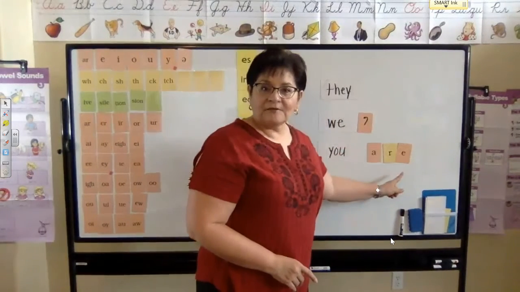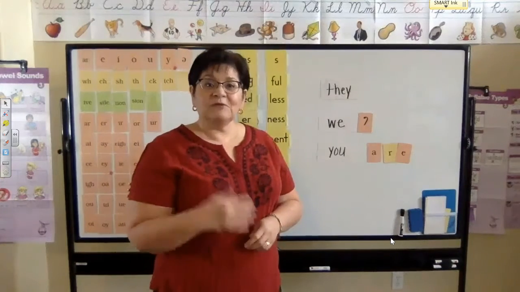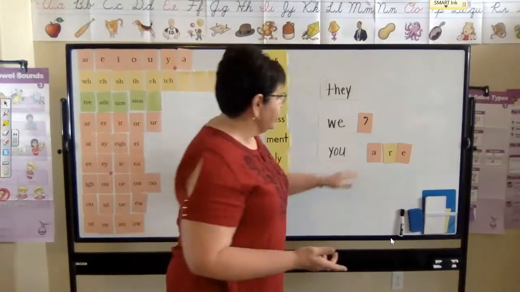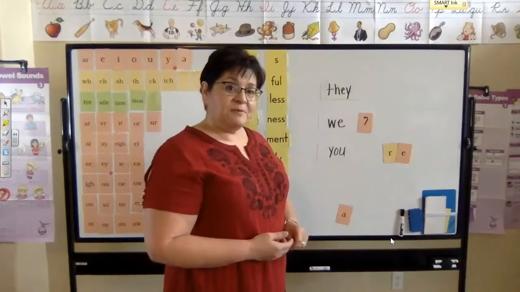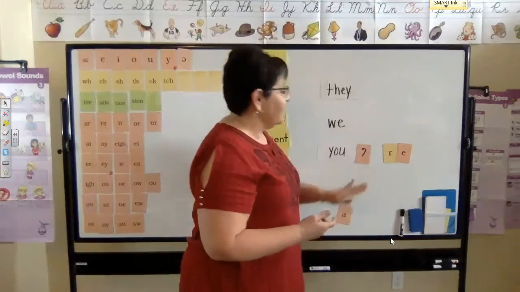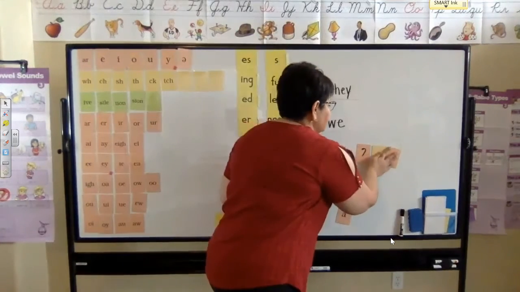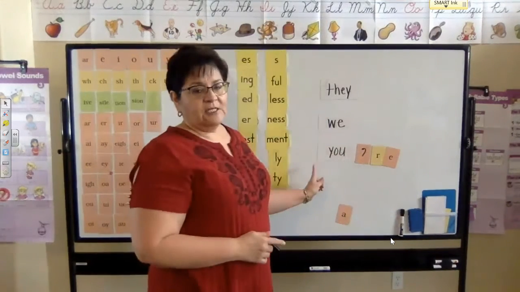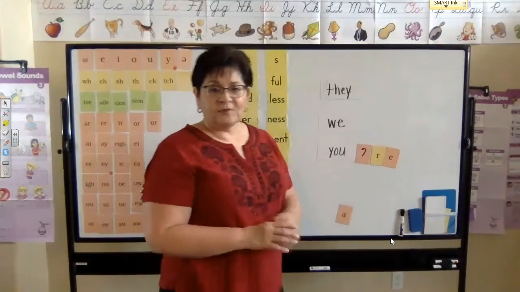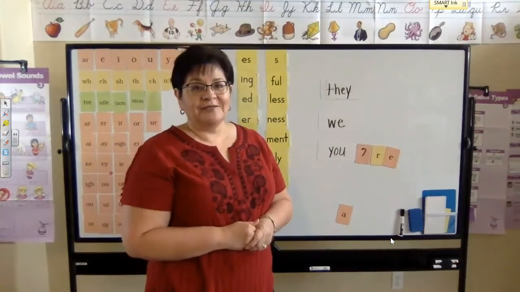You are here today. Tell me what to do. What do I take away? The A. What do I put in place of it? The apostrophe. And what do I do with the R and E? Scoot them over. Now read it. You're here today. You are here today.